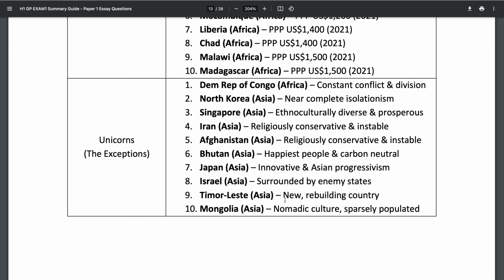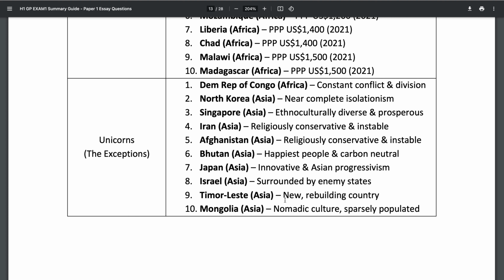Singapore, okay, our country is very ethno-culturally diverse, very prosperous, yet very small. Okay, so we are doing things very differently from the rest of the world. Iran is one of those countries that is unstable yet very religiously conservative, and same with Afghanistan under the Taliban.